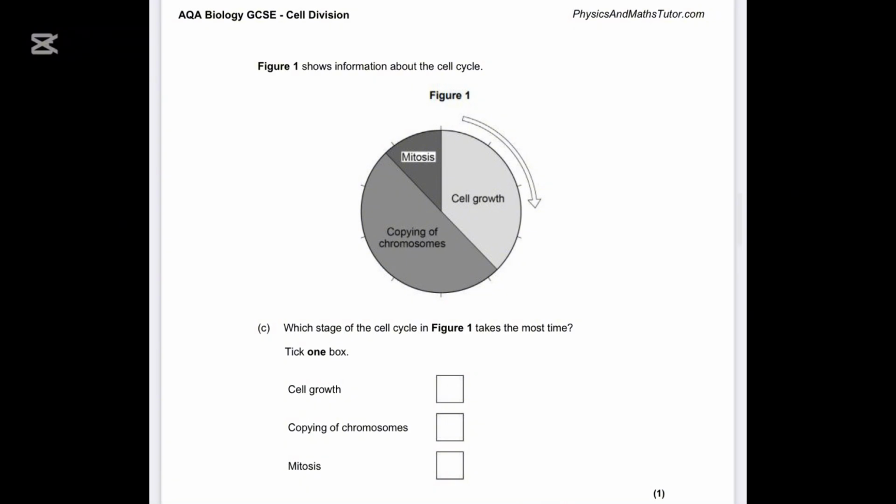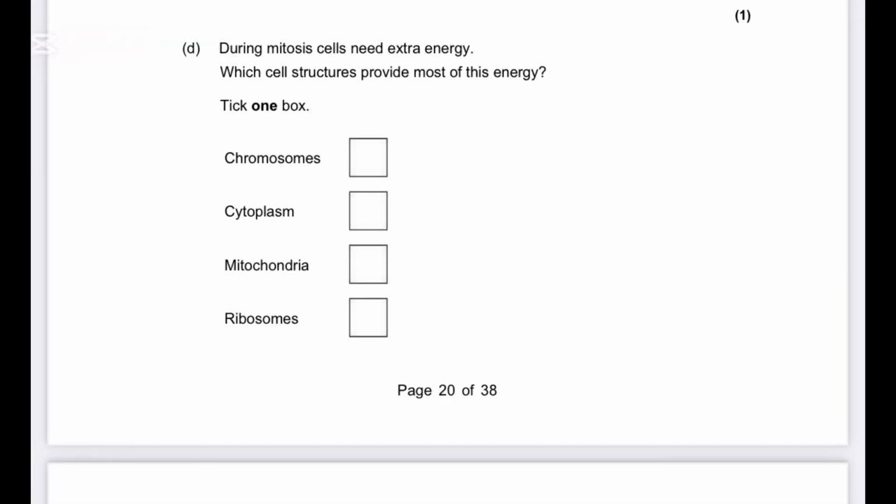Next question. Which stage of the cell cycle in figure 1 takes the most time? If you can see, copying of chromosomes takes the most time, so that is the right answer. Next question: during mitosis, cells need extra energy. Which cell structure provides most of this energy? The mitochondria is also referred to as the powerhouse of a cell, which simply means that it provides all the energy necessary for cell division and other activities.